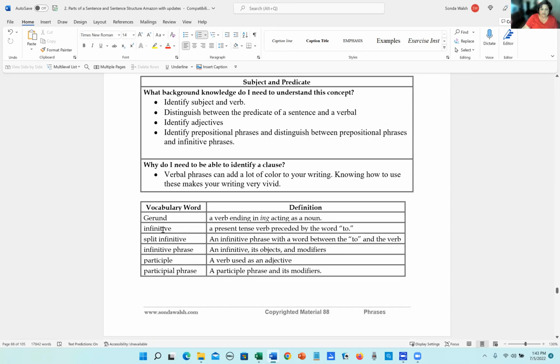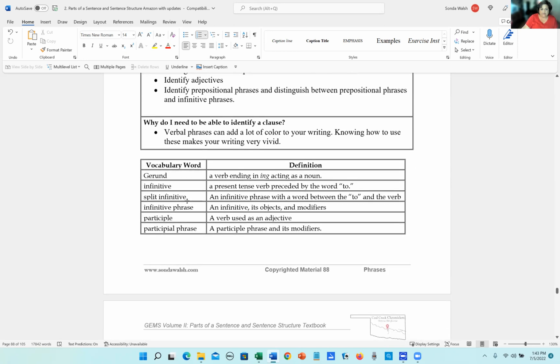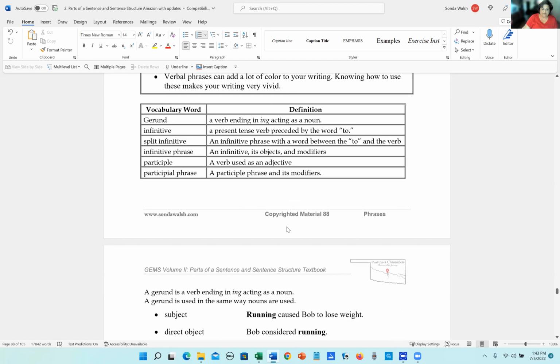So the vocabulary is the word gerund. That is a verb ending in -ing that acts as a noun. An infinitive is a present tense verb preceded by the word to. A split infinitive is when you have a word that comes in between the word to and the verb. An infinitive phrase is the infinitive, its objects and modifiers. A participle is a verb used as an adjective. And a participial phrase is a participle phrase and its modifiers.